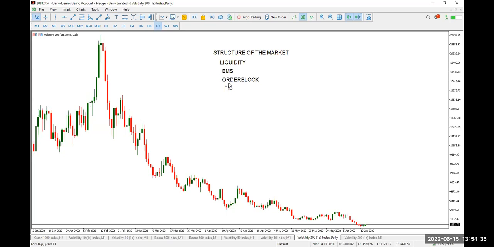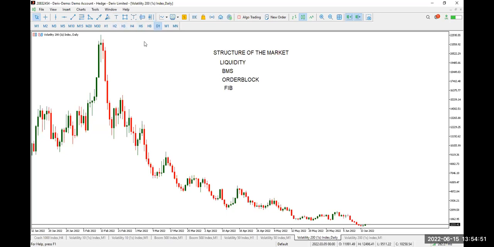Starting from the structure of the market. Today, we are going to start from the structure of this market. Let us first look at the structure of the market. Then from the structure of the market, we now look at liquidity. So let's start, guys.